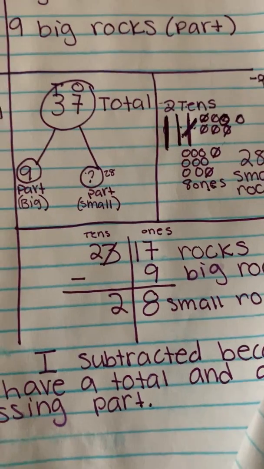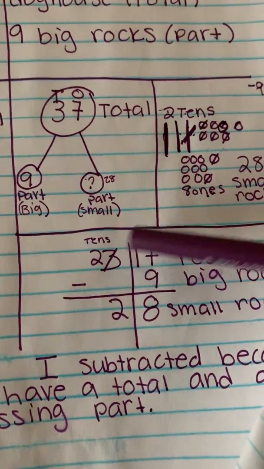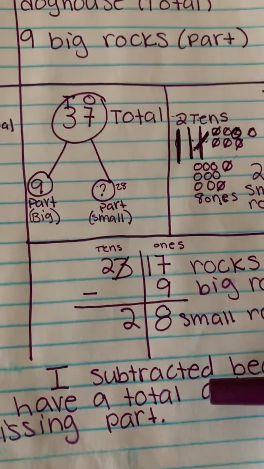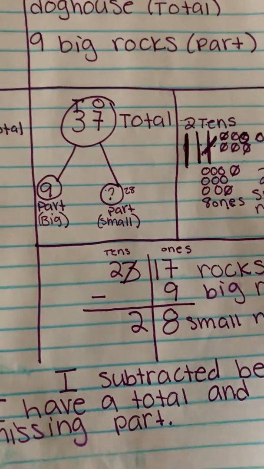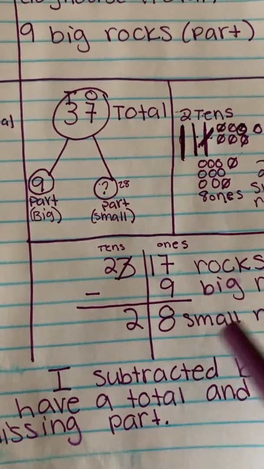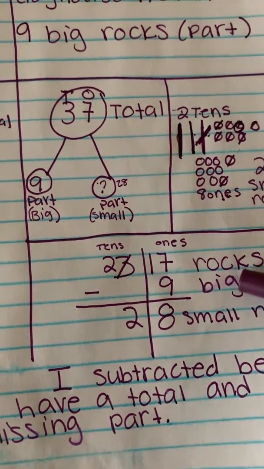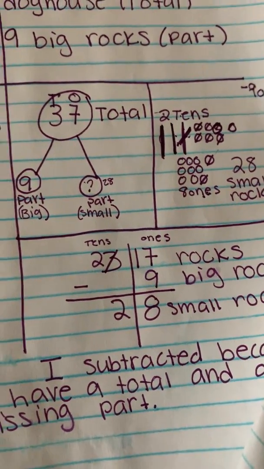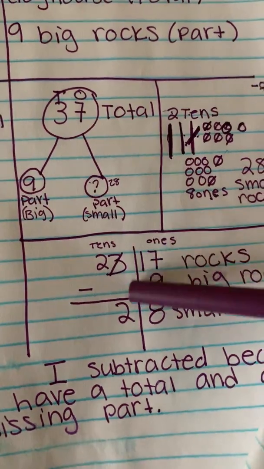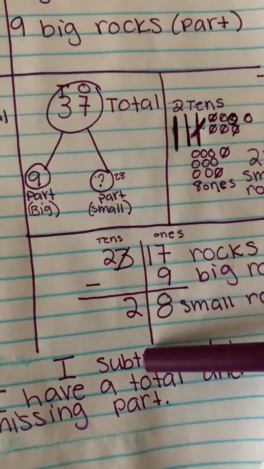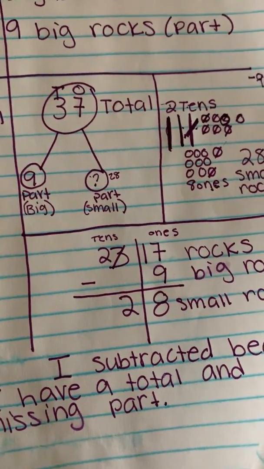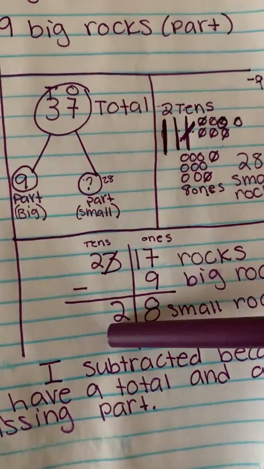For my equation, we have 37 rocks minus 9 big rocks, which equals your 28 small rocks. I always have students identify the numbers off to the side, and they use this kind of like plus sign type thing in the middle to separate the ones column and the tens column.